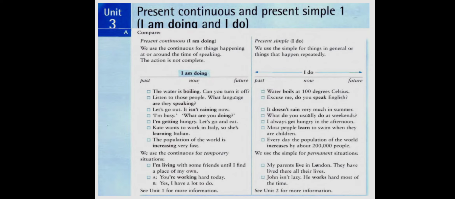I am getting hungry. Let's go and eat. This example is in the present continuous. And here we speak about a gradual change. I am getting hungry. I am feeling hungry more and more. Because of the gradual change, we use a present continuous. So we say, I am getting hungry. Let's go and eat. On the other hand, I always get hungry in the afternoon.